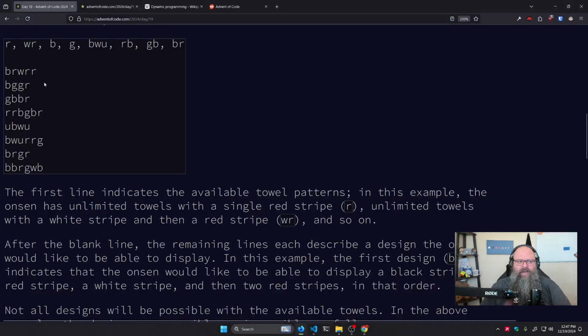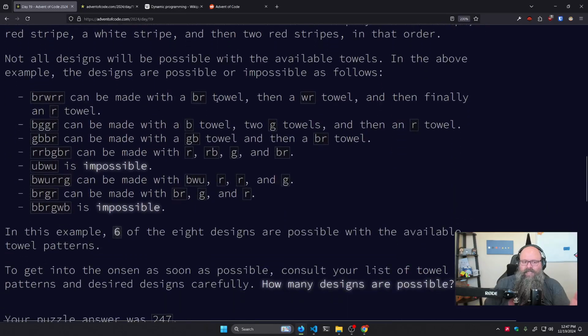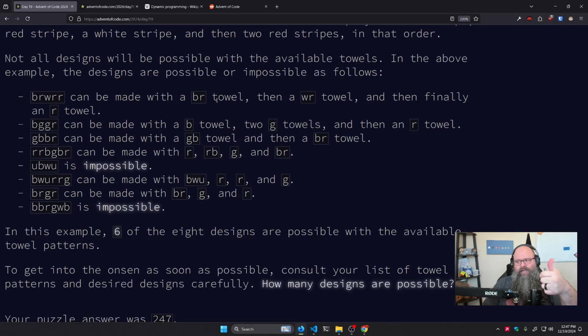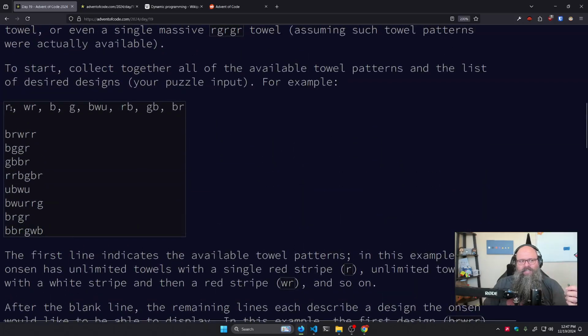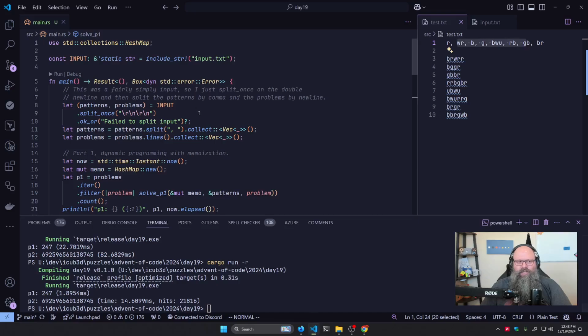I have a bunch of strings that I'm going to test, and I'm going to see can I match a prefix, and if I can, then I'm going to try and match the substring, and I'm just going to keep doing that until, at least for part 1, what part 1 is asking you is, can you find a solution? Is there any solution that is possible? And if there is, then it gets a point, right? You count it. So let's look at that in code.